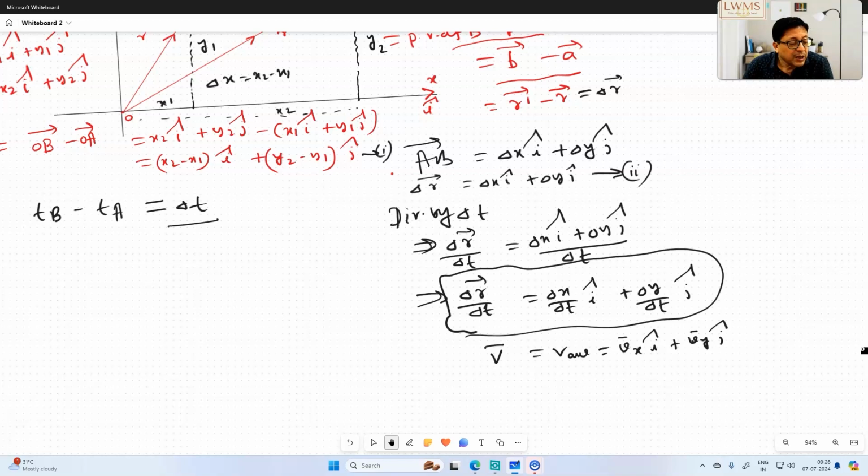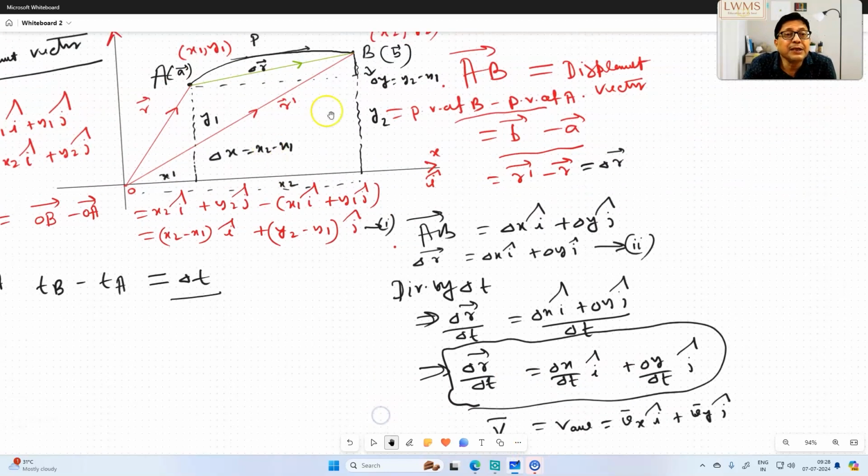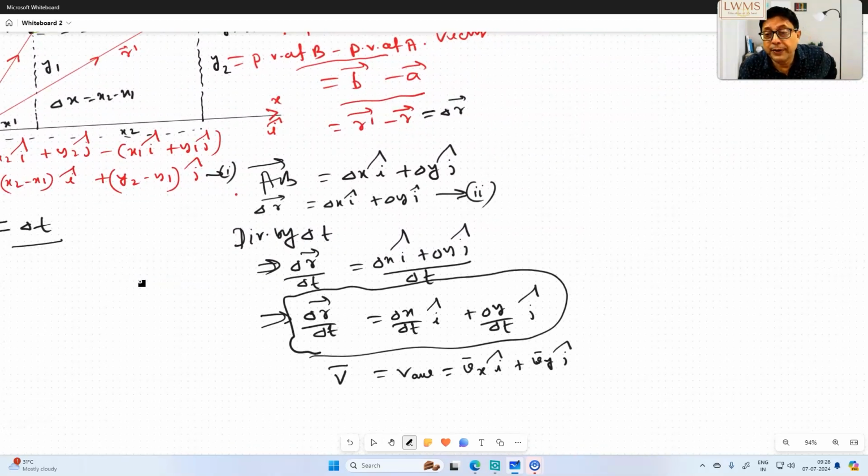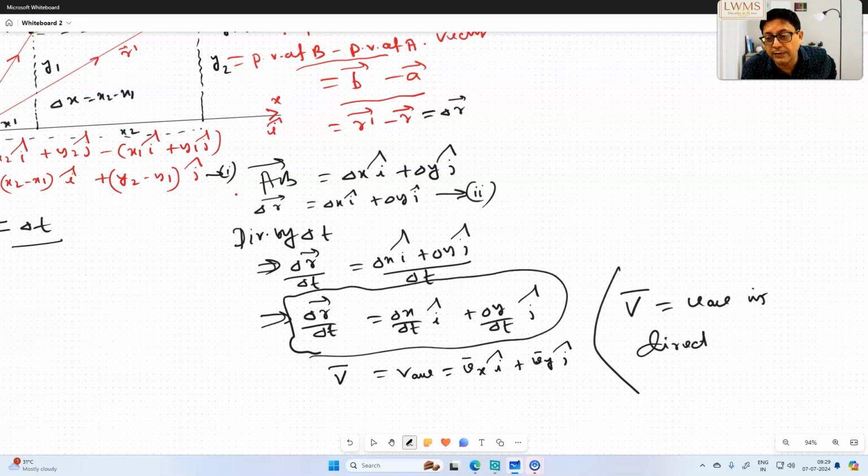Now the question is, what is the direction of average velocity? Will it be similar to delta r? Yes. At any point, average velocity will be directed along delta r vector. This is very important. Conceptual question can arise from here. So, you'll be writing a note over there that V average is directed along delta r, that is displacement vector. If displacement vector is directed along delta r, average velocity will be directed along delta r.